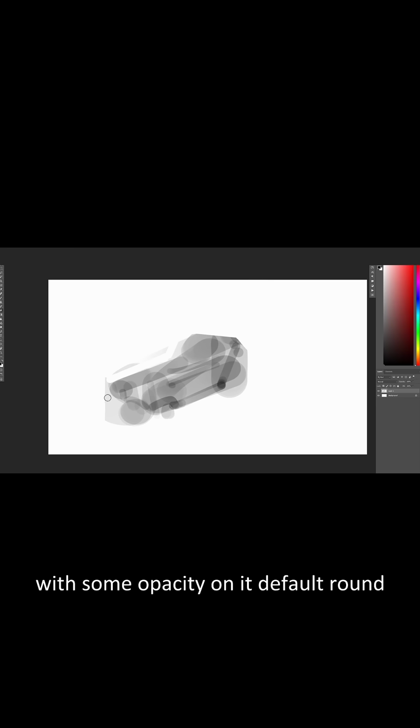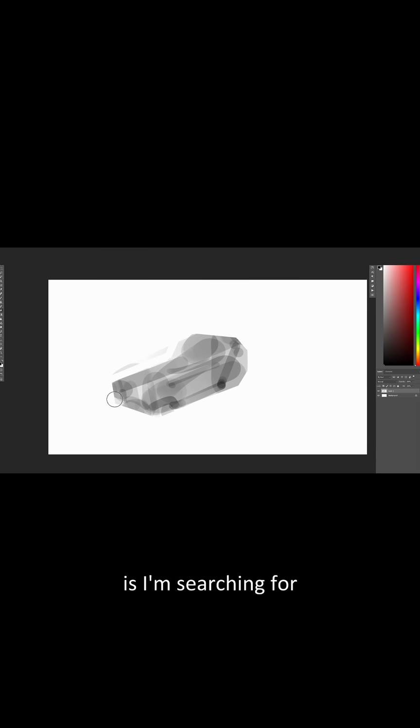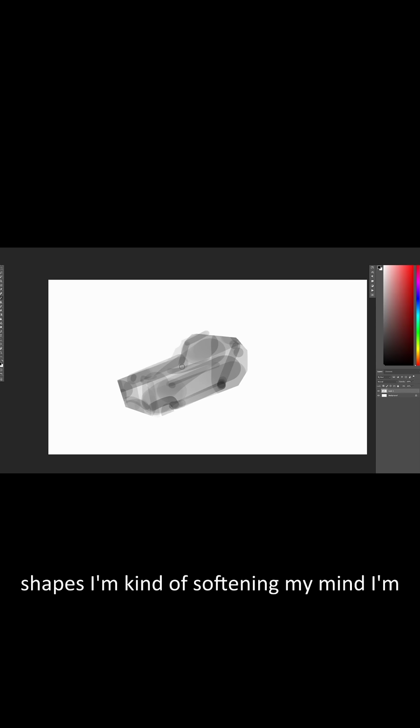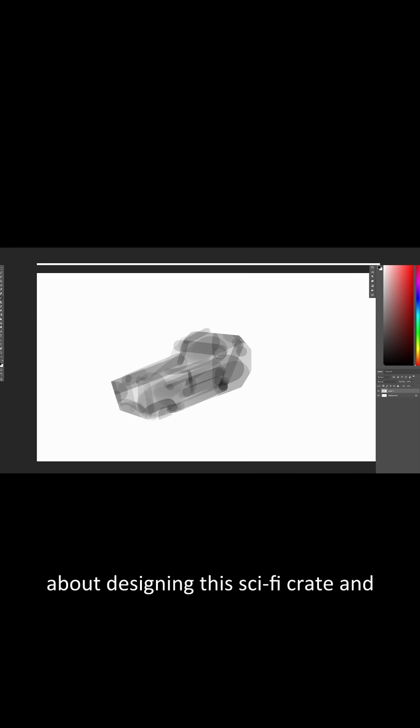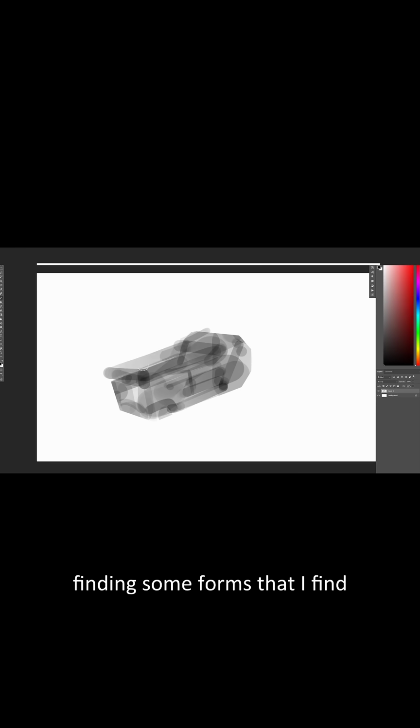on it, default round brush, and I'm blocking in large shapes. And really at the moment, all I'm doing is I'm searching for shapes. I'm kind of softening my mind, I'm softening my gaze, and I'm just thinking about designing this sci-fi crate and finding some forms that I find interesting.